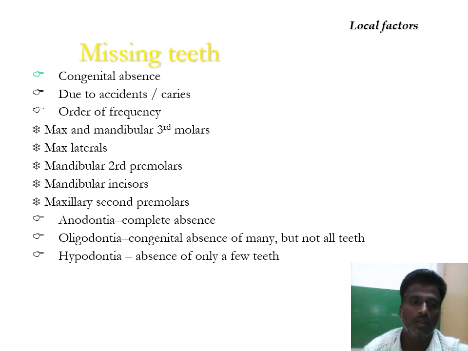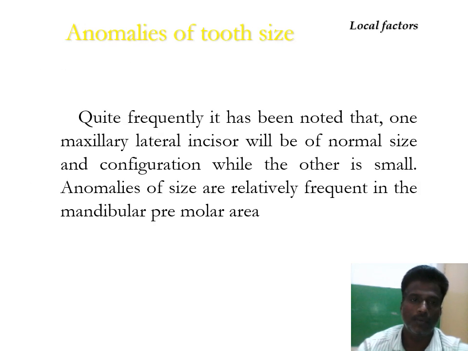Order of frequency: maxillary and mandibular third molars are the first order. Second is maxillary lateral incisors. Third one is mandibular second premolars. Fourth one is mandibular incisors. And fifth one is maxillary second premolars.